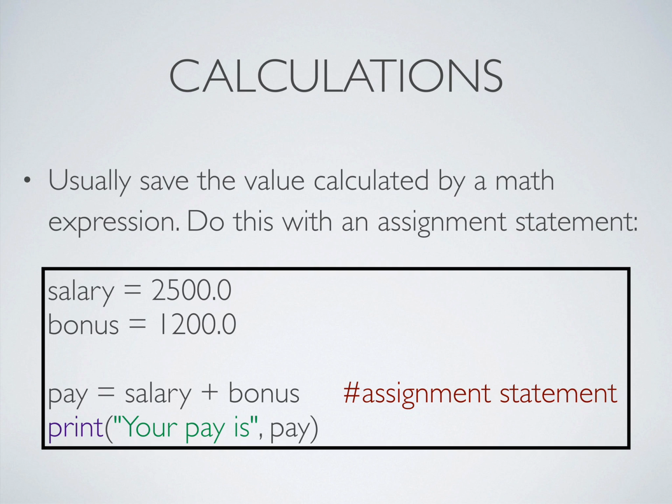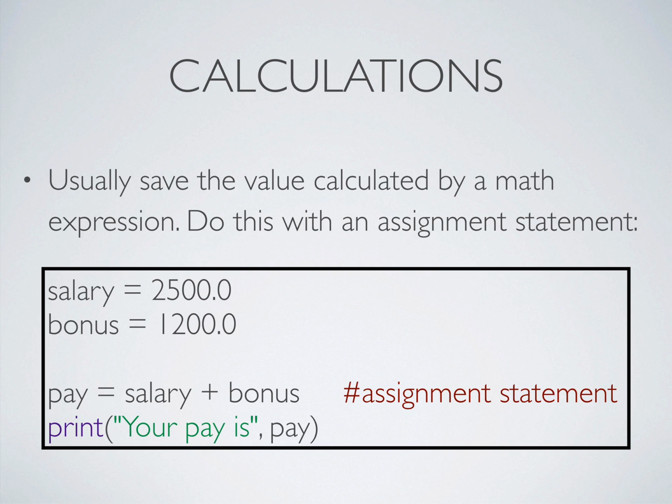Alright, so here's an example of how you might use some math in your code. So normally if you are doing some sort of math expression in your code, you want to save the value that's calculated by it. The way you do that is with an assignment statement, right? We talked about these last week. So here's an example. We have 2 variables here, these first two lines, these are assignment statements. They are making two new variables, salary and bonus. Into salary, we place this floating point value, 2,500.0. Into bonus, we place another floating point value, 1,200.0.